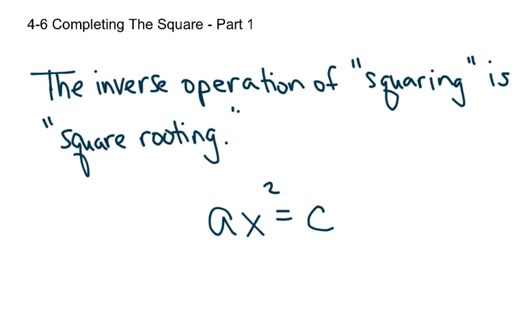In this video, we're going to talk about completing the square. The inverse operation of squaring something is square rooting it. We're going to talk about the simplest type of quadratic equations where we're going to use this inverse operation of square rooting to solve. It's ax squared is equal to c.